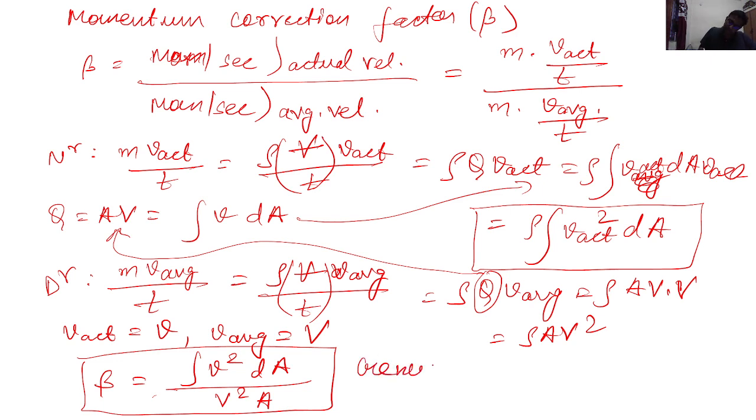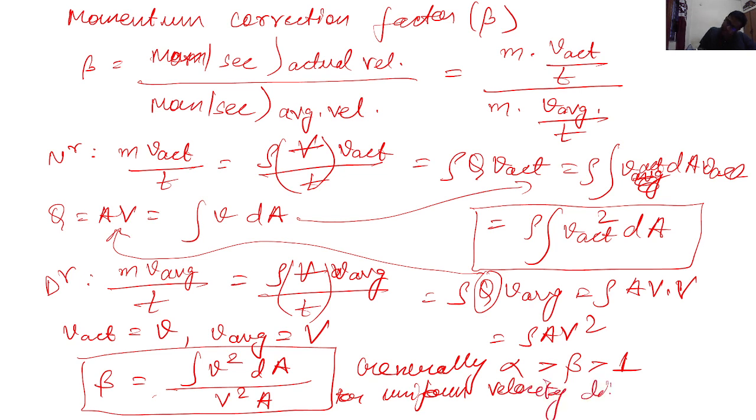Generally, the kinetic energy correction factor is larger than the momentum correction factor, and they both are larger than 1. For uniform velocity distribution, alpha is equal to beta equal to 1. Why? Because the velocity distribution is the same throughout the depth, so there is no difference between the actual velocity and the average velocity. So that is the case for uniform velocity.